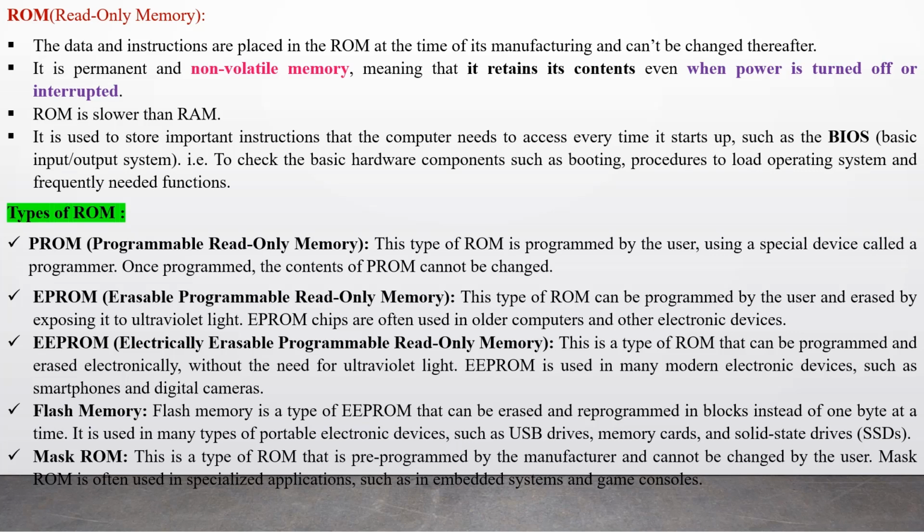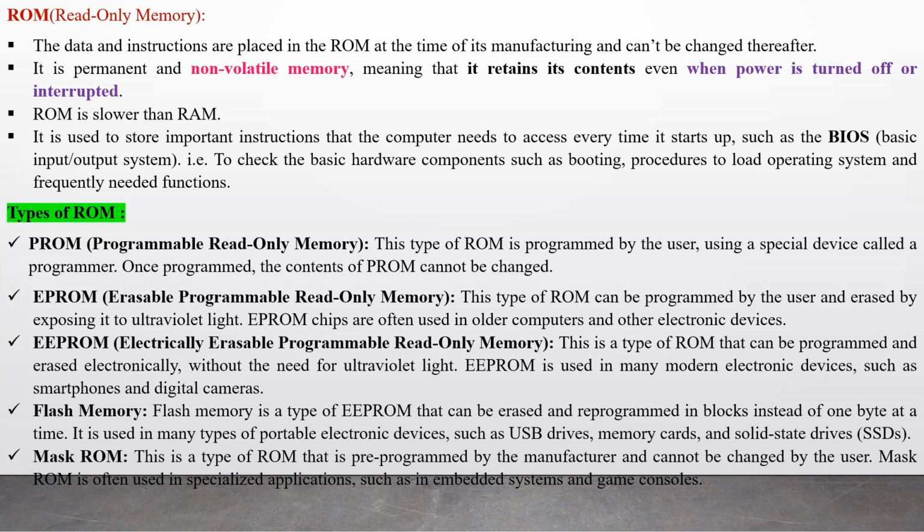They are: PROM, programmable read-only memory. This type of ROM is programmed by the user, using a special device called a programmer. Once programmed, the contents of PROM cannot be changed. EPROM, erasable programmable read-only memory. This type of ROM can be programmed by the user and erased by exposing it to ultraviolet light. EPROM chips are often used in older computers and other electronic devices.